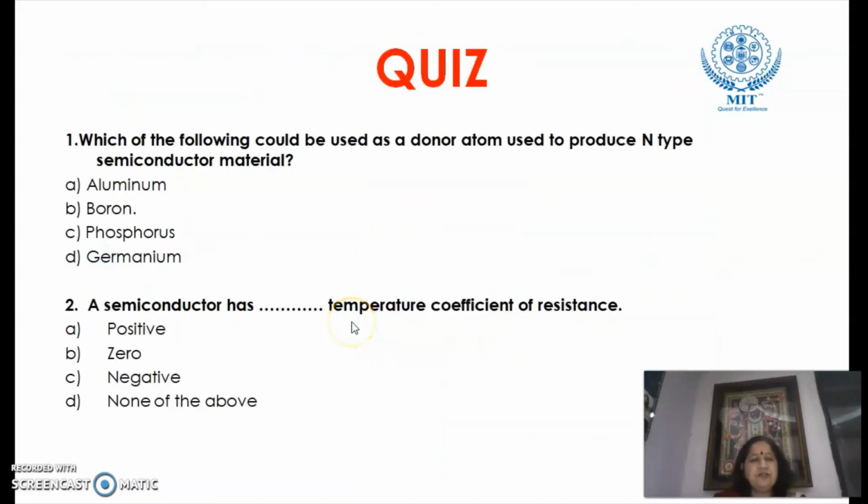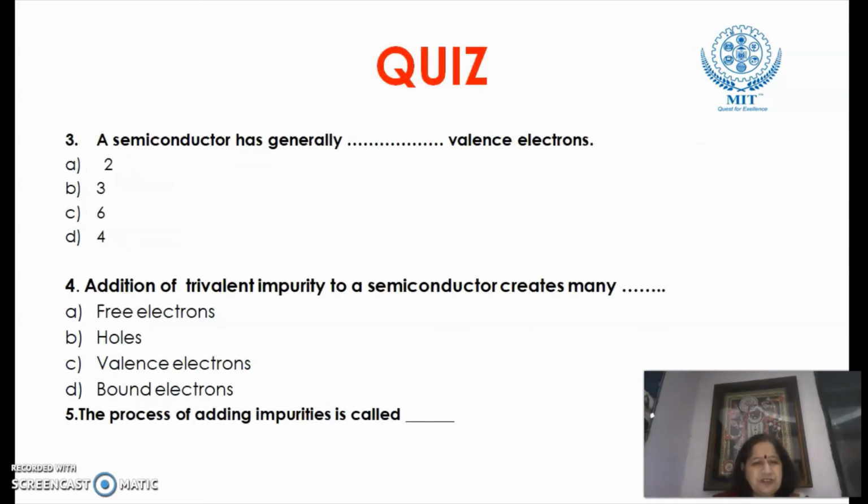So here is a small quiz for you to solve. Which of the following could be used as a donor atom used to produce n-type semiconductor material? Aluminium, boron, phosphorus, germanium. Yes, you can surely answer, since n-type semiconductor means pentavalent impurity, that is phosphorus. A semiconductor has dash temperature coefficient of resistance. Of course, it exhibits negative temperature coefficient of resistance.